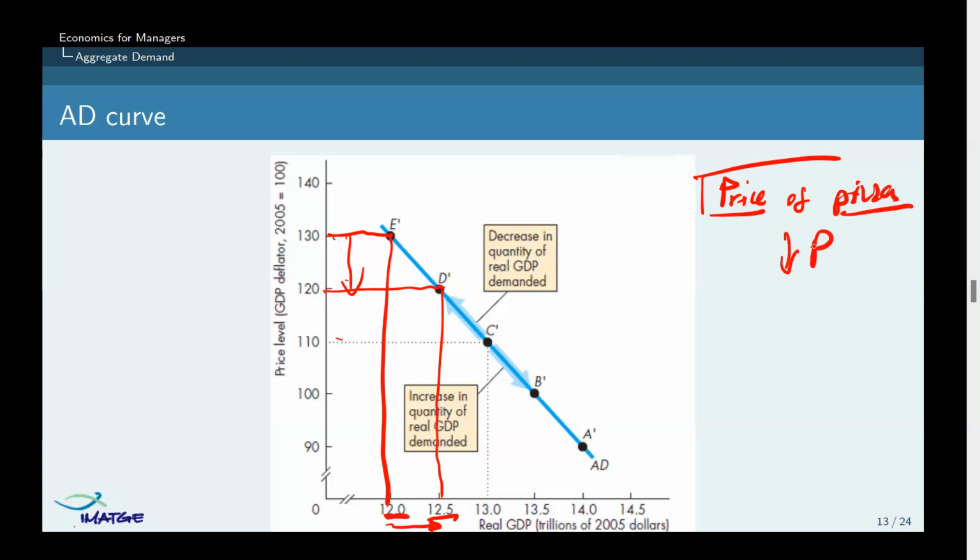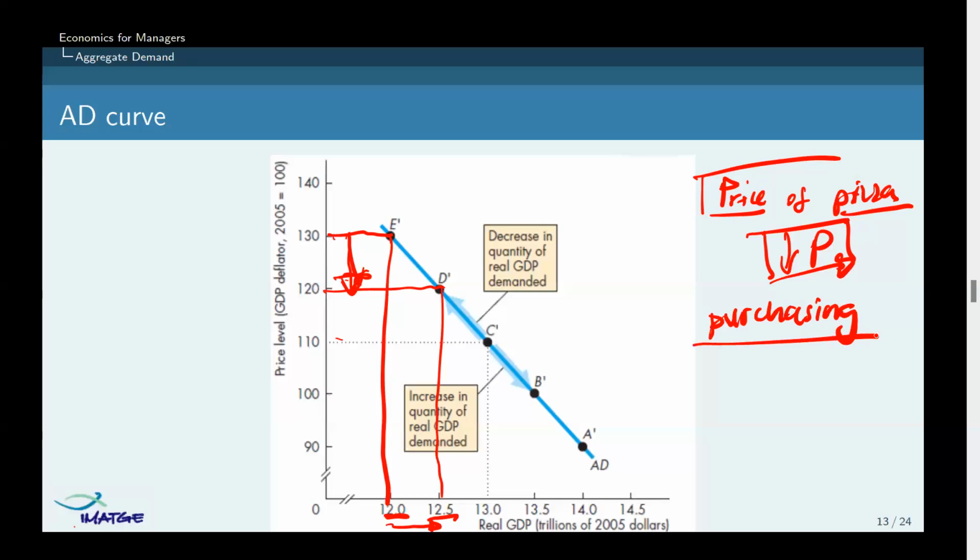falls. When the price of pizza falls, right, an individual is now able to buy more pizza, right? Why? Because now they feel wealthier, because now they are able to buy even more goods and services. So a decrease in the price level from this to this will cause an increase in purchasing power. What is purchasing power? This is the number of goods that you can buy given a certain level of income, right?